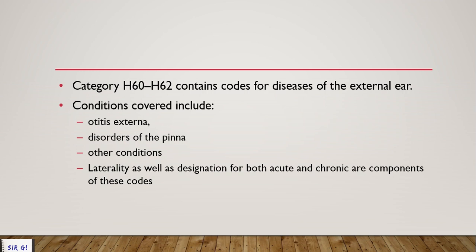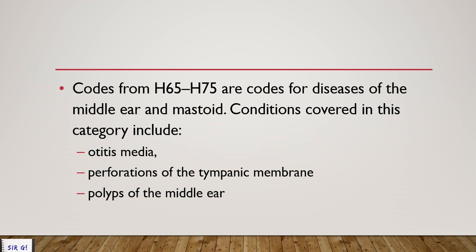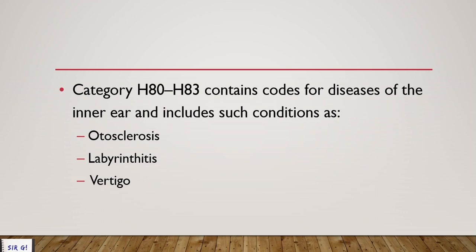When you go to H60, H62, we're talking about the external ear. Okay, like otitis externa, disorders of the pinna, or other conditions. Next category, H65 to H75, we're talking about the middle ear or the mastoid. Common examples of the conditions that you may see there are otitis media, perforation of tympanic membrane, and polyps of the middle ear. And the last one, category H80 to H83, contains codes for diseases of the inner ear. Okay?